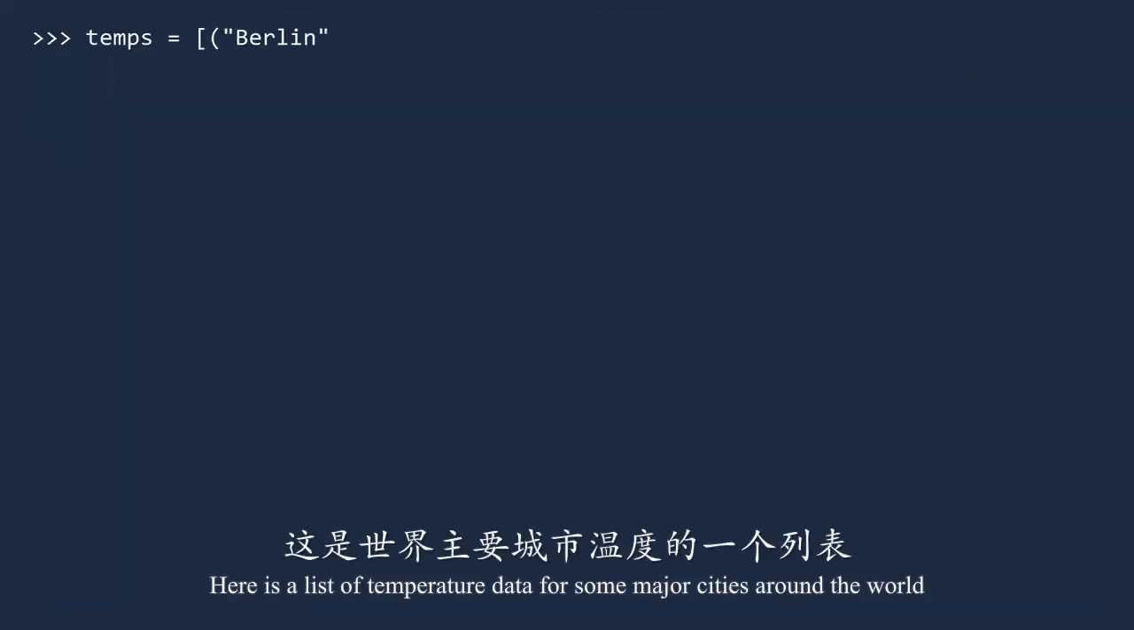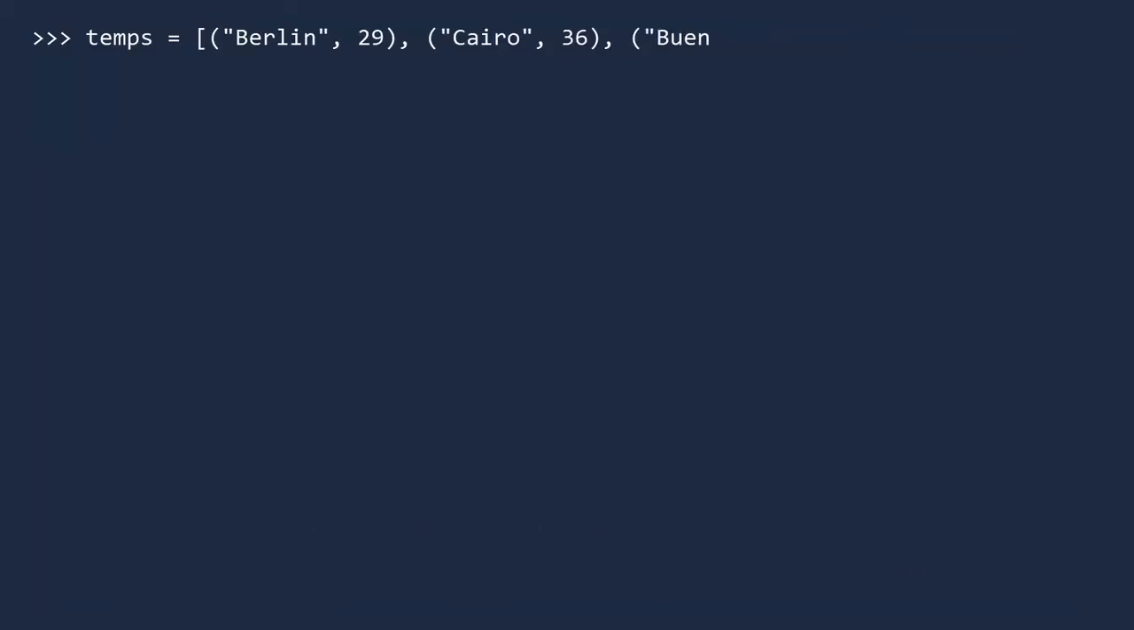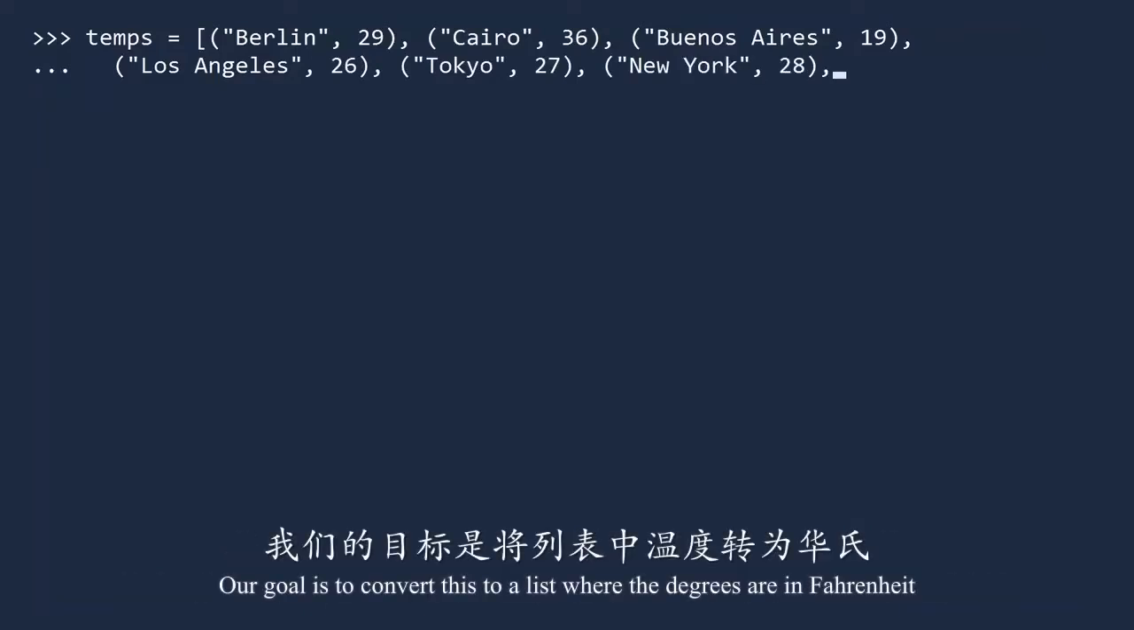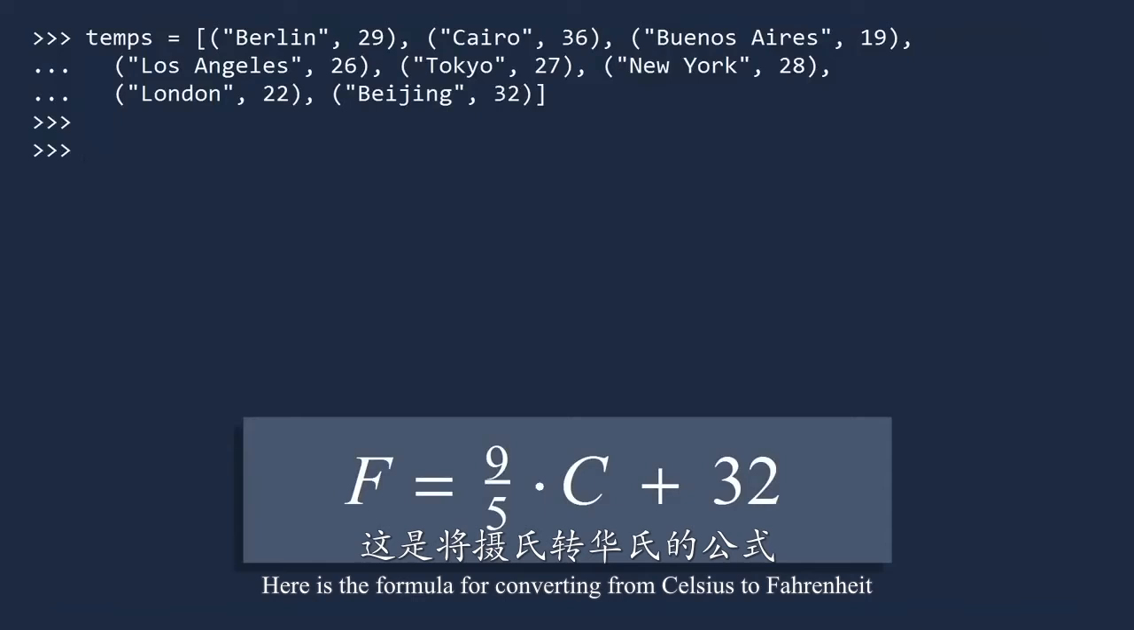Here is a list of temperature data for some major cities around the world. Each tuple contains the name of the city in English and the temperature in degrees Celsius. Our goal is to convert this to a list where the degrees are in Fahrenheit. Here is the formula for converting from Celsius to Fahrenheit.